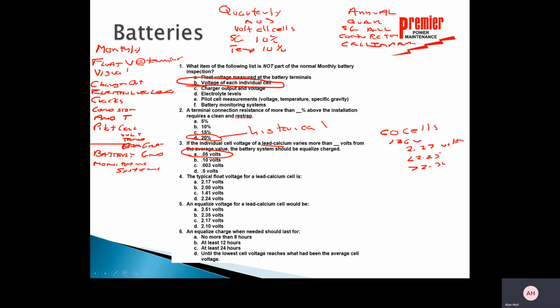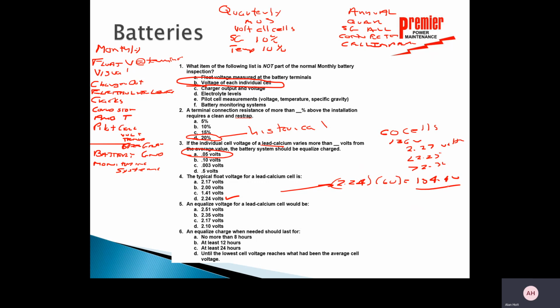What's the typical float voltage for a lead calcium battery? Well, that is 2.24 volts per cell. That's the typical float voltage. So if I go back to my example, 2.24 volts per cell times 60 cells, and this is where it comes into play for us to understand a little bit, that is 134.4 volts.